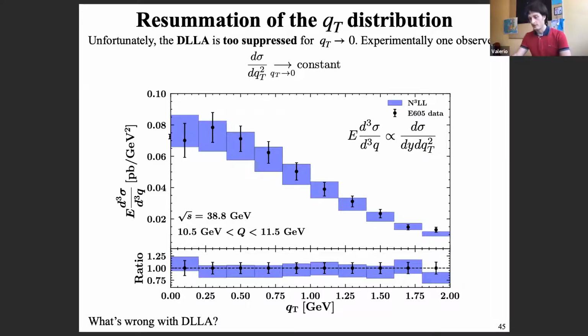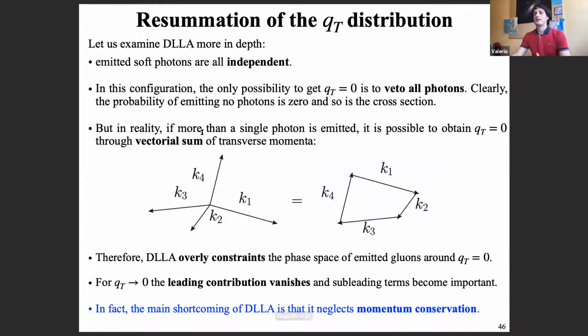So what's wrong with the DLLA? Well, there is a major problem: the emitted soft photons that we have considered and that we have resummed are all independent. So they just don't talk to each other.